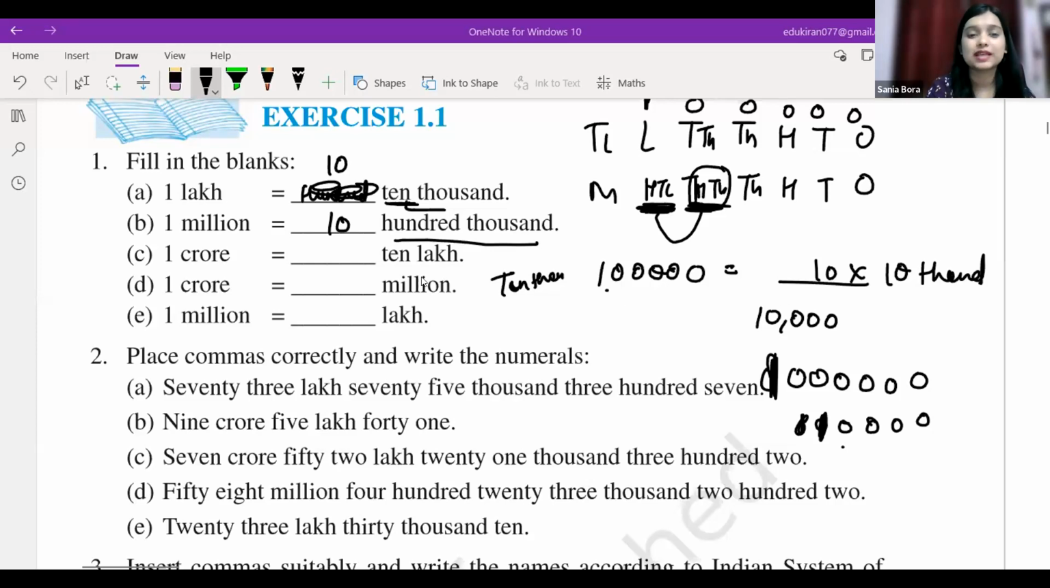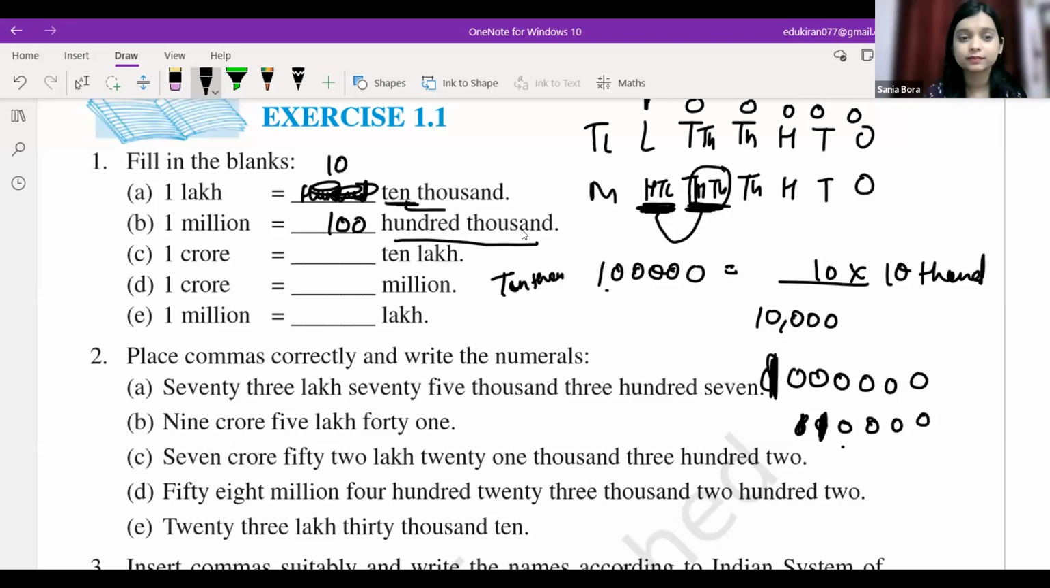It would be 2 zeros less, so you will multiply it with 100, right? In case it is only 1,000, you just have to remember: 1 zero less, multiply it with 10. 2 zeros less, multiply with 100. 3 zeros less, multiply with 1,000, like that.